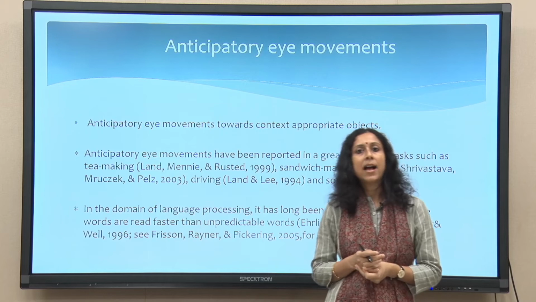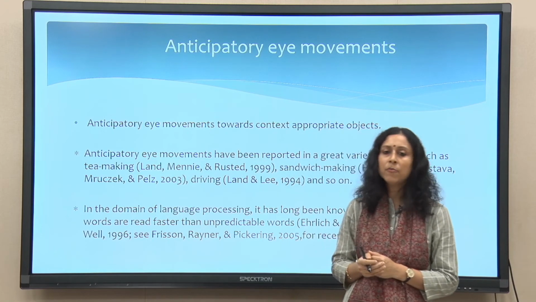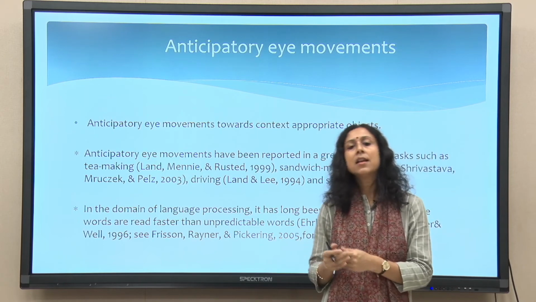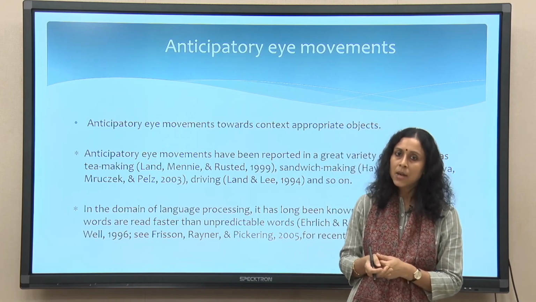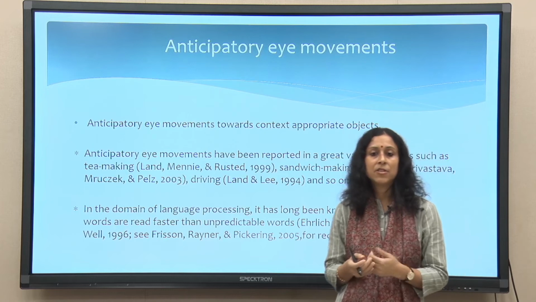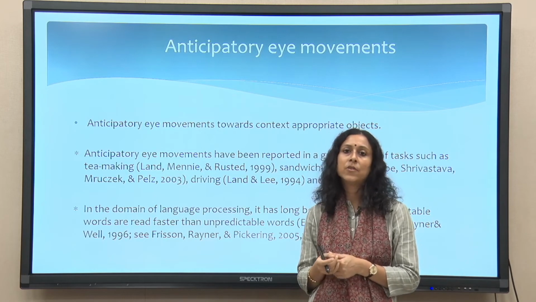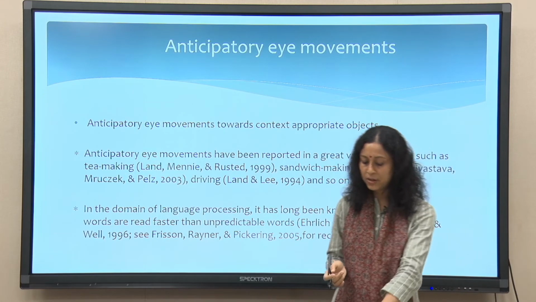Then anticipatory eye movement is yet another very fascinating area of research. Anticipatory eye movement basically refers to moving the eyes to a place where you anticipate something to happen. It is context dependent visual processing. This has been utilized in many other areas of vision research. A lot of anticipatory movements have been reported in all kinds of different tasks like tea making, sandwich making and driving and so on. Driving, of course, is a very interesting area where anticipatory eye movements are very crucial.